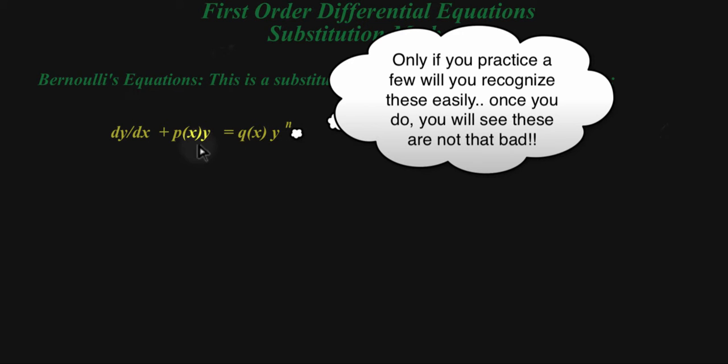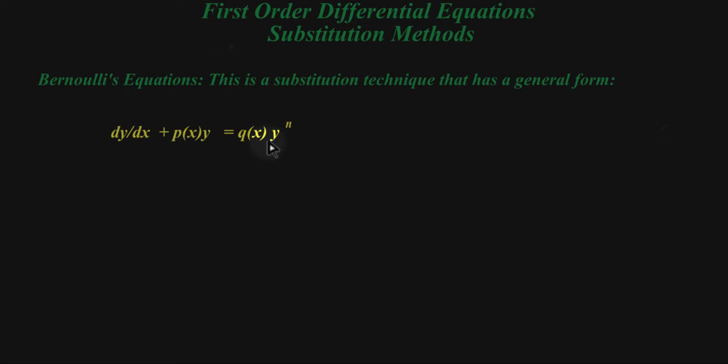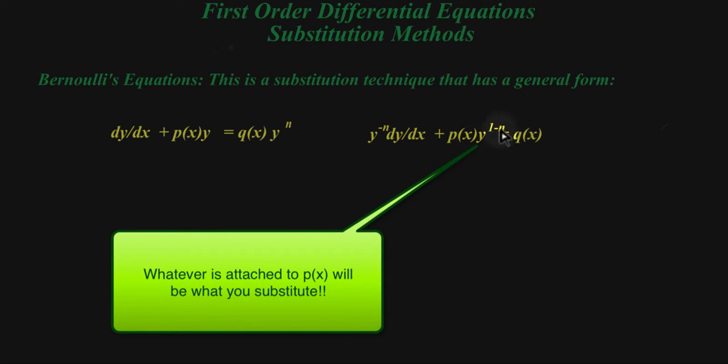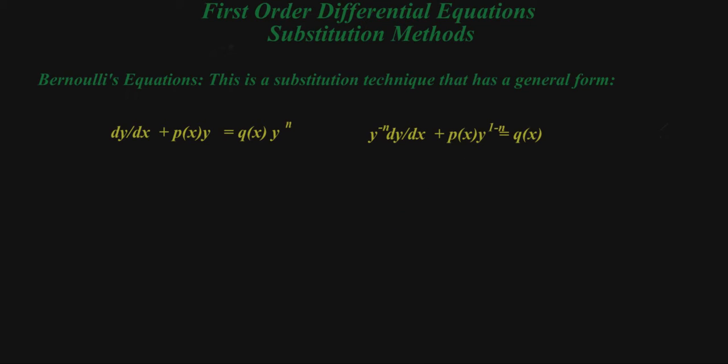I would divide both sides by y to the n to see if it's a Bernoulli. The reason why I do that is it makes it a lot simpler to recognize. When I have this form right here, I know immediately that this term right here, whatever's attached to my p of x, that's going to be my z value. That's what I'm going to equal z.